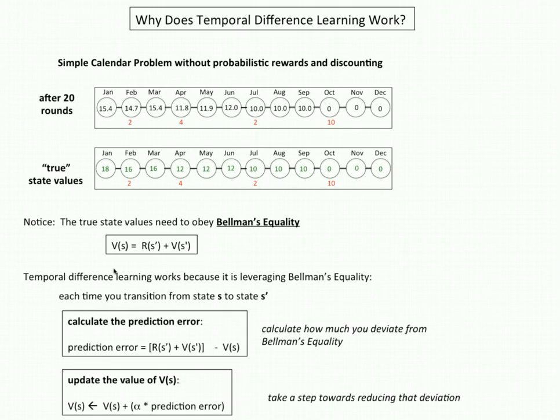So if that's the case, then look at the role that Bellman's equality plays in our prediction error. The prediction error calculation itself is just the terms of Bellman's equality. The reward of state S prime plus the state value of state S prime are summed, which is just this term right here, and this state value of the preceding state is just that term right there. So what you are doing when you're calculating a prediction error is you're calculating how much you deviate from the conditions of Bellman's equality that need to hold when you do have the true state values. That prediction error, then, when you do the updating of the value of state S, you just take a step towards reducing that deviation. How big of a step depends, of course, on the step size, alpha. So that's another perspective on why temporal difference learning works.